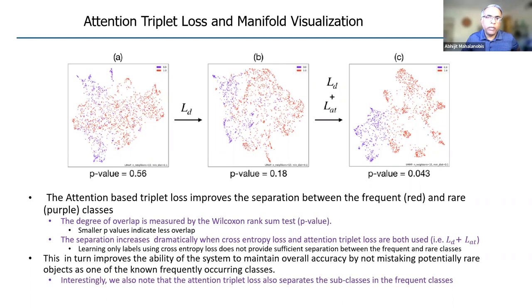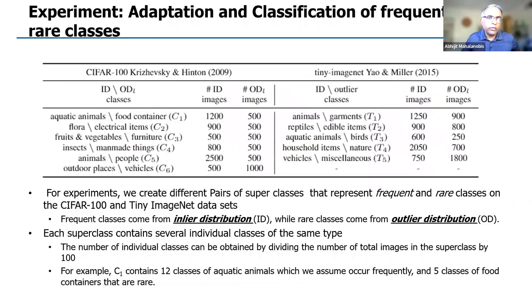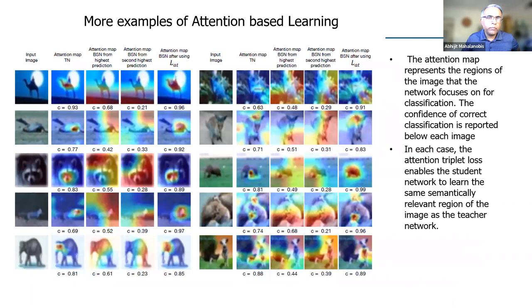So going back again, not only is it the label, but also this attention map criteria together that give you the separation. So going back to the example that I was showing you earlier, these are again different examples that show you the same concept, that the student is learning the teacher's attention map and learning how to separate the attention map of the strongest false decision away from that.